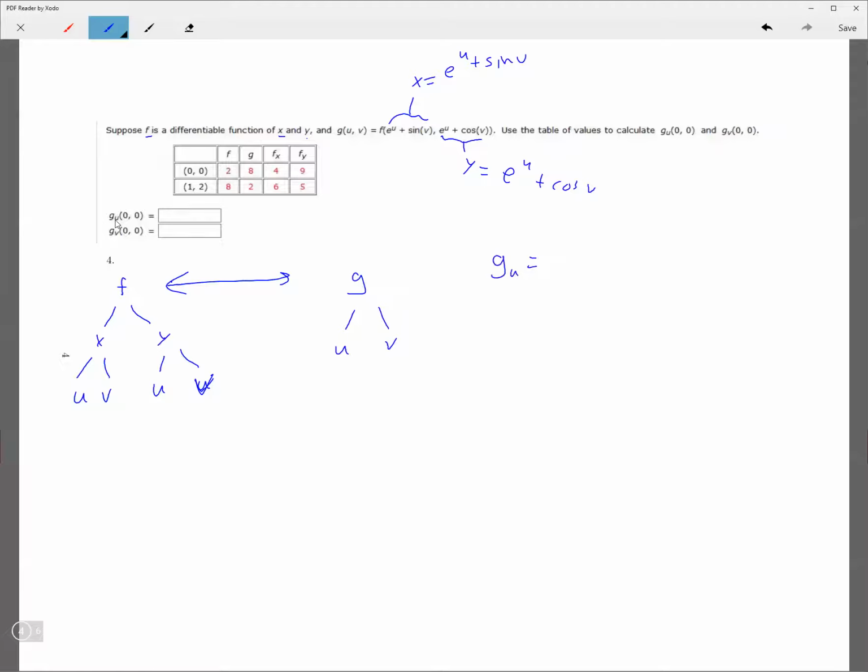So g_u, that's like the partial of g with respect to u. Okay, and so that's really the partial of f with respect to x, times the partial of x with respect to u, plus the partial of f with respect to y, times the partial of y with respect to u. Okay, so that's how the chain rule is going to work in this situation. Then we can apply these 0 and 0 for u and v.